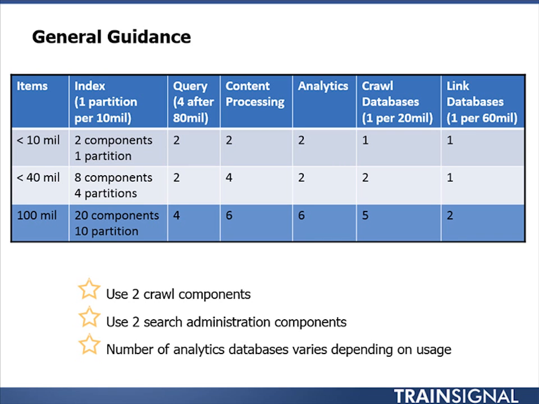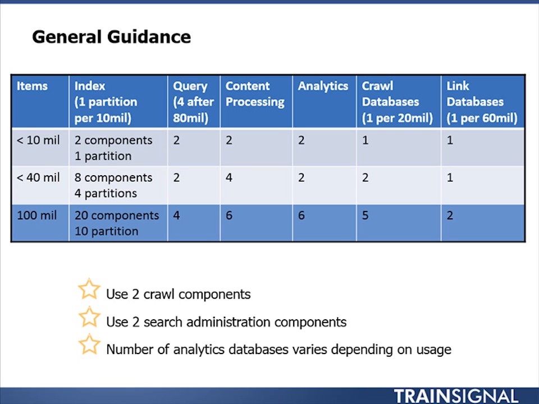And if you hit 100 million, you want 20 index components with 10 total partitions. You're going to want 4 query servers, 6 content processing, 6 analytics, 5 crawl databases, 2 link databases, and a partridge in a pear tree.